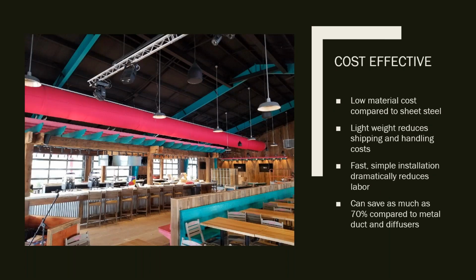And that leads to the next point, cost effectiveness. One of the most important differences between metal and fabric systems is the cost. It is fast and simple as far as installation goes, so that dramatically reduces the labor cost. Of course, contractors really like that. But if you combine that with the additional savings in the materials, it can result in up to about a 70% savings compared to metal. So anywhere between 30 to 70% you can save using fabric over metal.